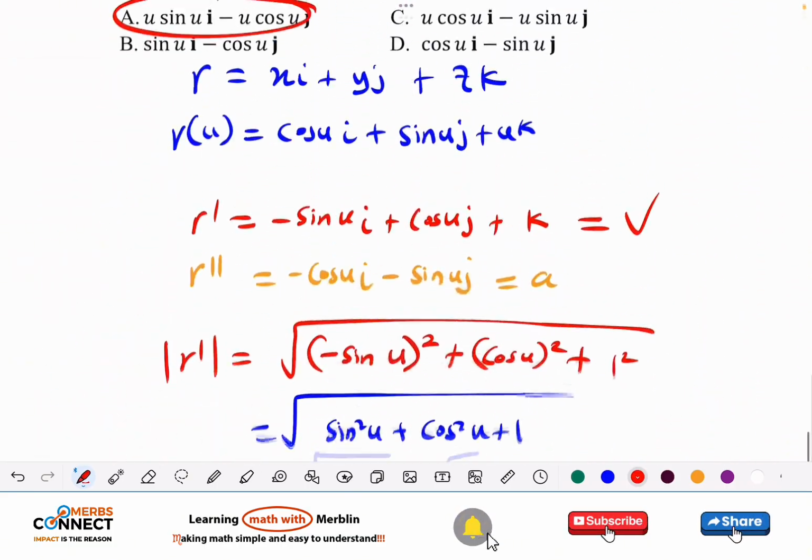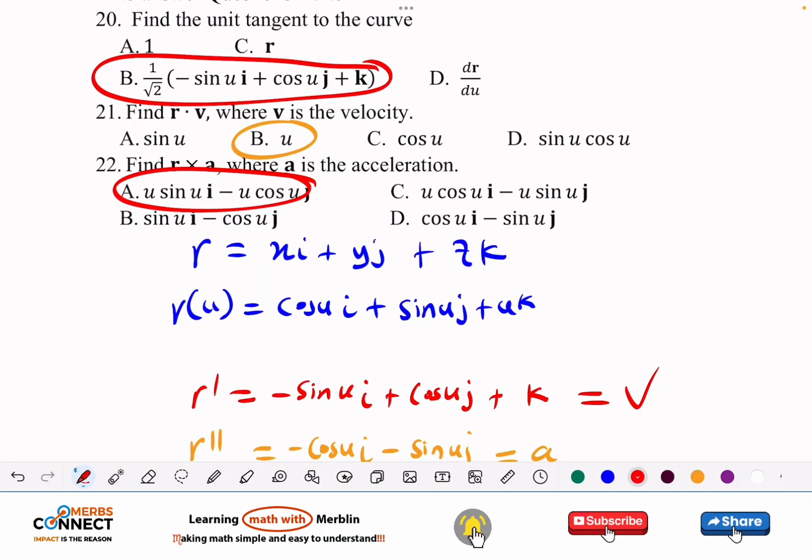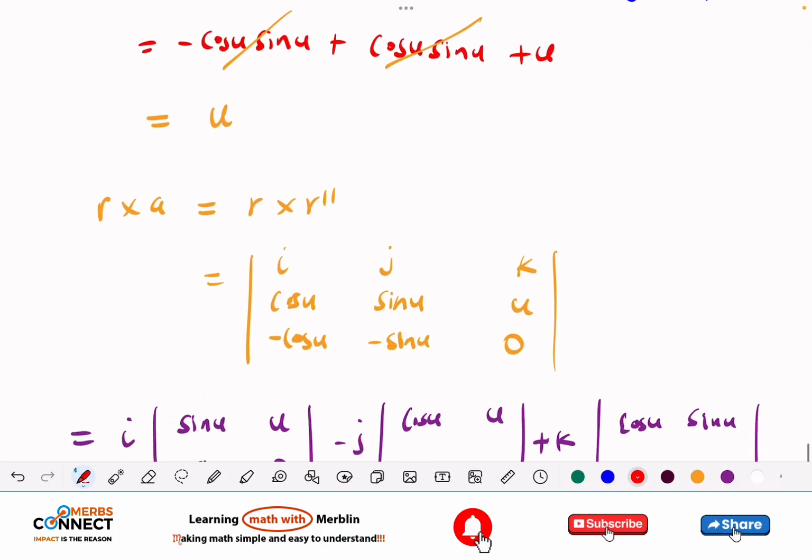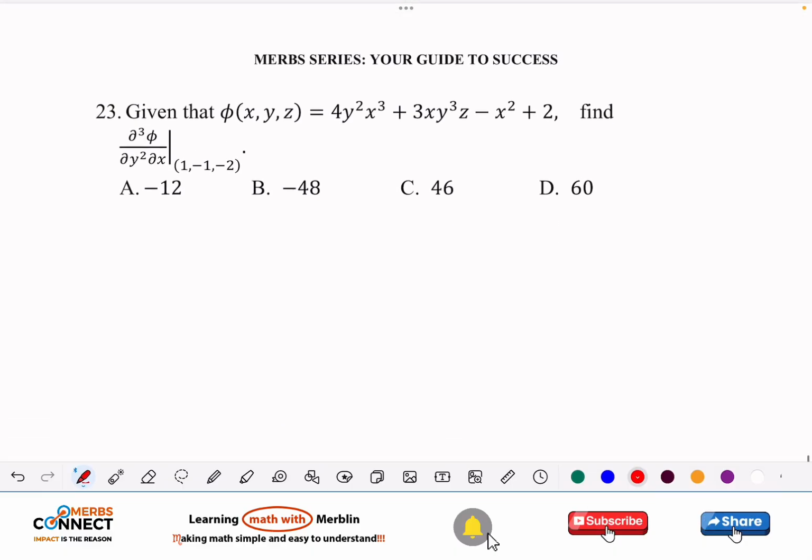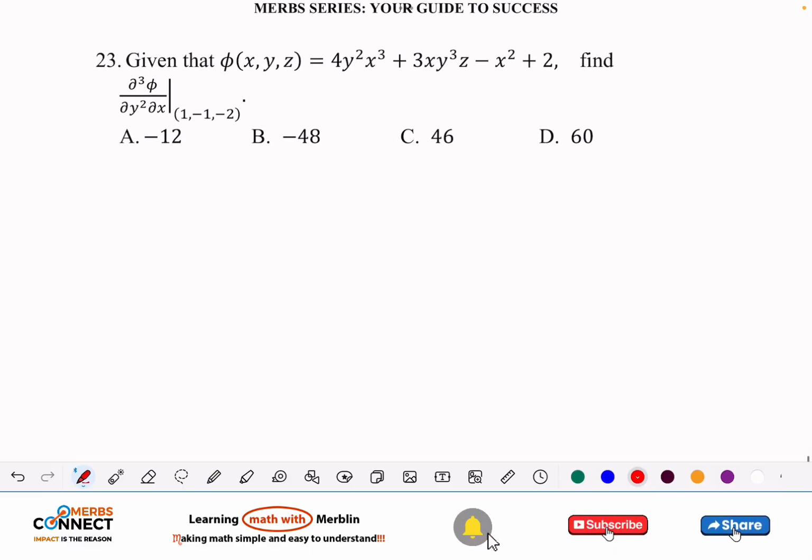Okay, sine first before cos. Okay, indeed, that's right. So that's what you are going to get for the option. Now let's look at 23. You're almost done, then I'll give you some to try.